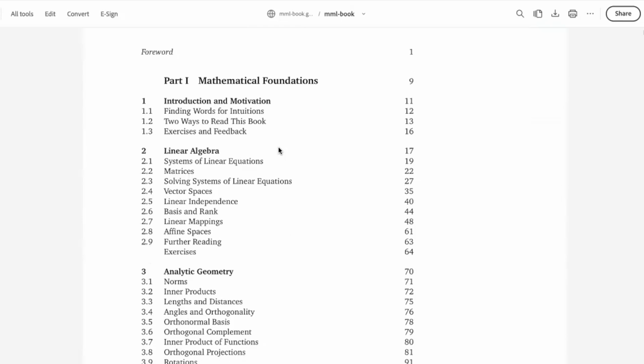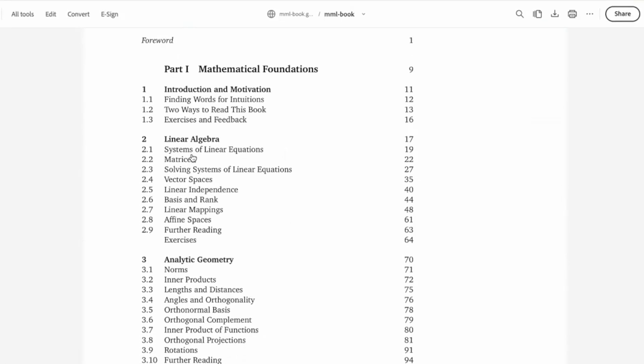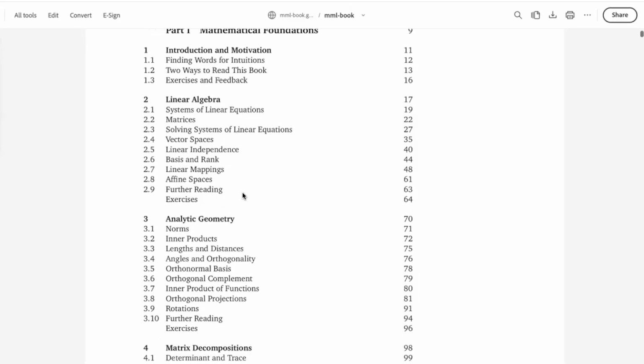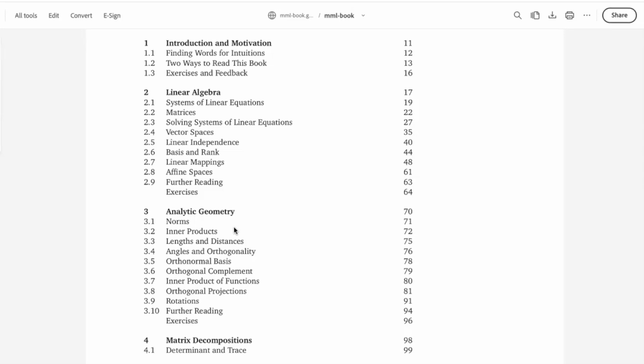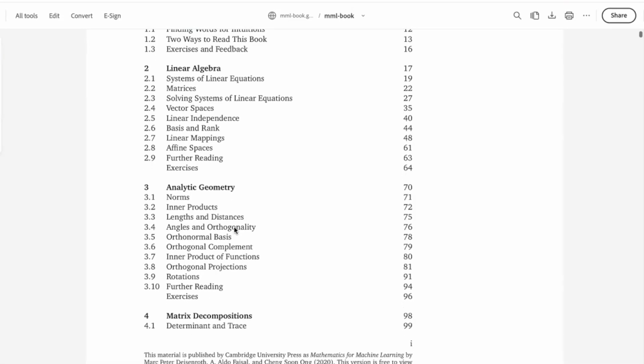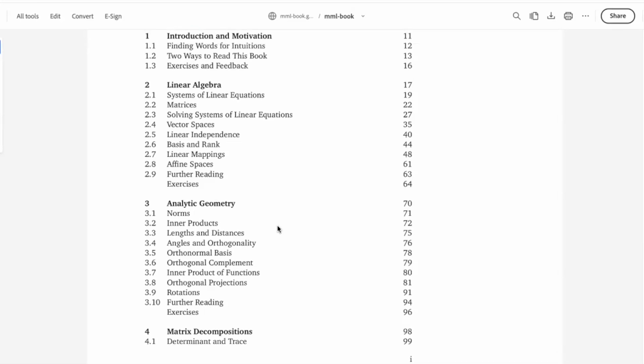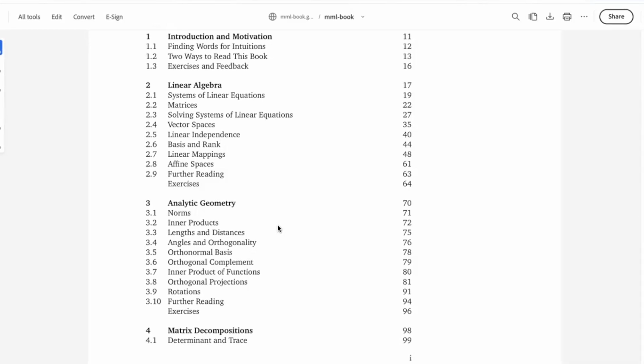you will see now a more detailed view of the contents of this textbook. In the linear algebra part, it talks about systems of linear equations, vector spaces, linear independence, and rank. Also, we talk about norms, inner products, orthonormal bases, and also orthogonal projections. These are very important topics when you want to learn how deep learning models work. A lot of these are based on matrix multiplication, different types of projections, inner products, and dot products.